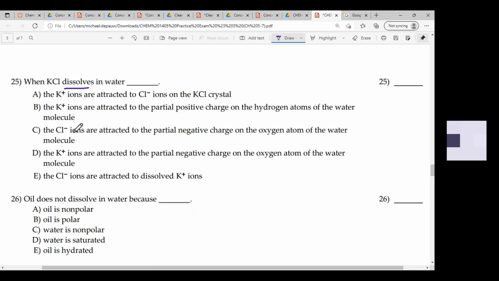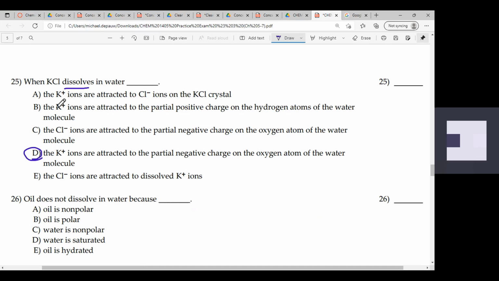See? So our Cl minus ions, is it going to be attracted to a partially negative charge on the oxygen? No, because negatives aren't attracted to other negatives, right? So it's going to be D. The K plus ions are attracted to the partial negative on the oxygen. And likewise, the Cl minus ions are attracted to the partial positive on the hydrogens.